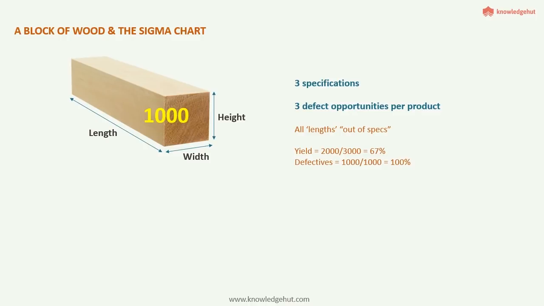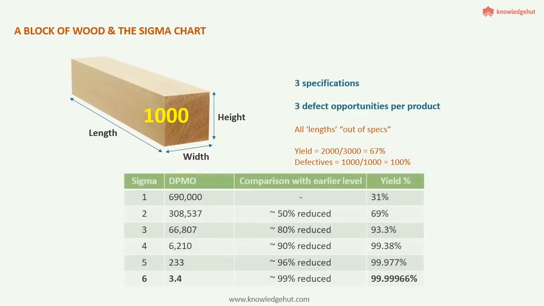For some reason, let us say, and that's why you see that red font over there, on a bad day, the lengths are all cut incorrectly. Width and height are okay, but the lengths are all wrong. So 1,000 out of 3,000 defect opportunities are realized. But all the 1,000 blocks are defective. So 100% defective.